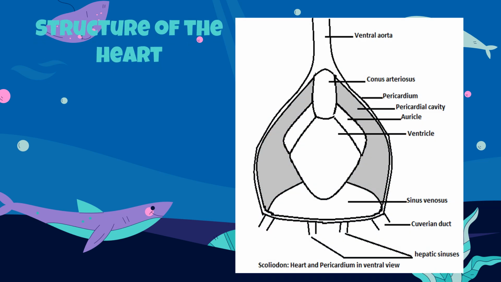The sinus venosus is a thin-walled tubular chamber. It is highly contractile and the beating of the heart originates from this part. Two great veins, the ductus Cuvieri, open into the sinus venosus, one on each lateral side. Two hepatic sinuses enter the sinus venosus posteriorly. The sinus venosus opens into the auricle by a sino-auricular aperture which is guarded by a pair of valves.